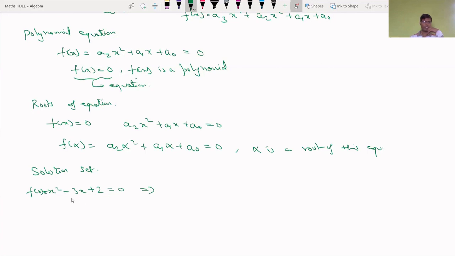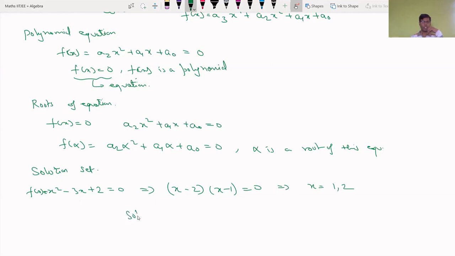This particular equation I can rewrite as, if I factorize it, x minus 2 multiplied with x minus 1 is equal to 0. I hope you have already studied this in your class, how to factorize a quadratic equation. So that's how I'm factorizing it, and I'm getting this particular equation. So this implies my x is equal to 1 or 2.